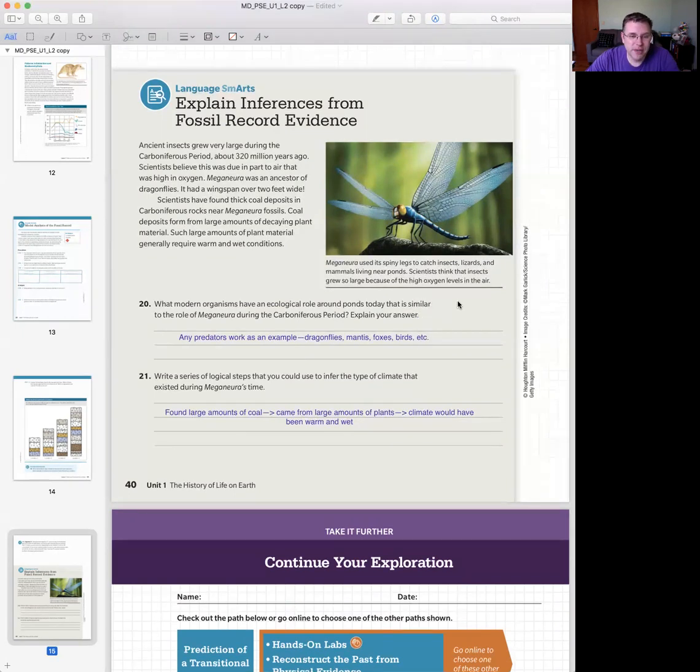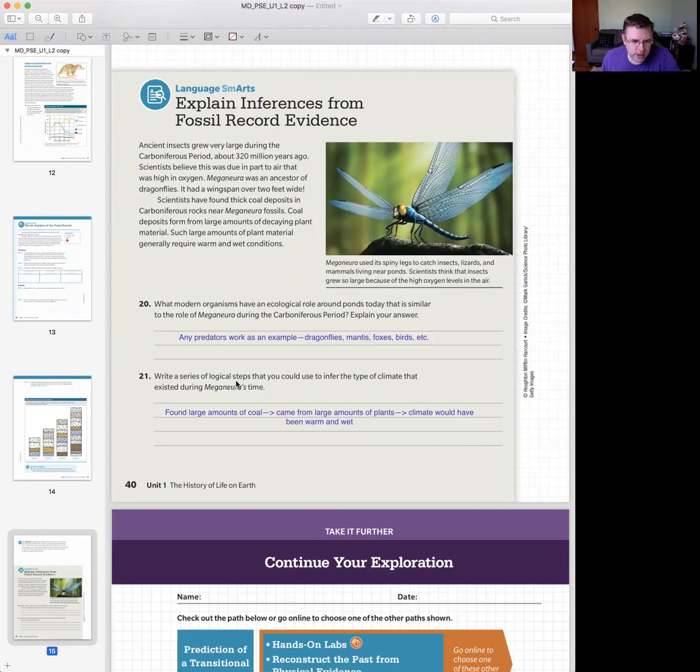So number 20 says, what modern organisms have an ecological role around ponds today that is similar to the role that our Meganeura had during the Carboniferous period? Explain your answer, okay? So for this, it says up there that it was basically a predator, okay? So as long as you mentioned any types of predators here, it doesn't have to be an insect, right? So it could be something like a dragonfly or a mantis hanging around the water there. You could think about foxes or birds, basically any type of predator could have that same function as what this ancient dragonfly did.